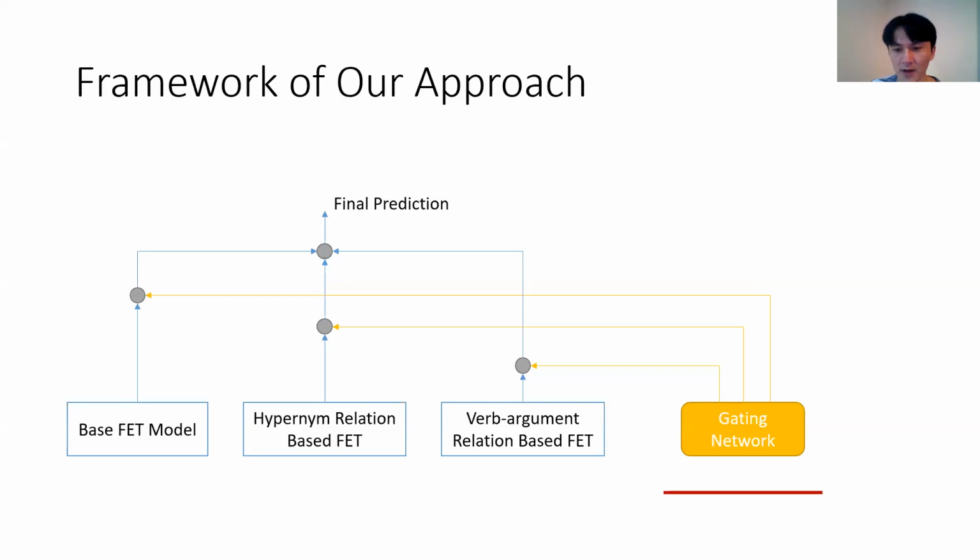And finally, we have a gating network. It is a small neural model that produces the final prediction by combining the predictions made by each individual component.